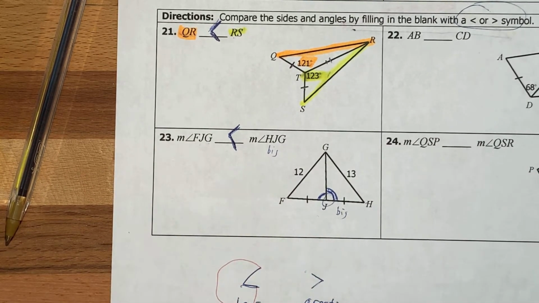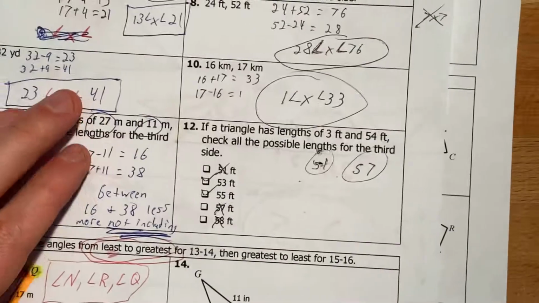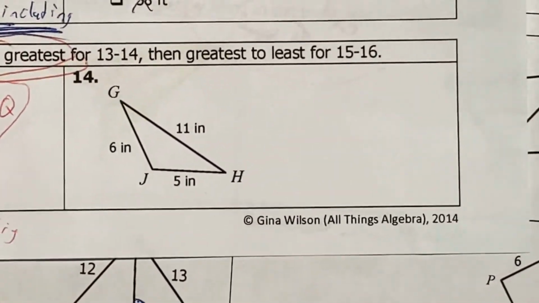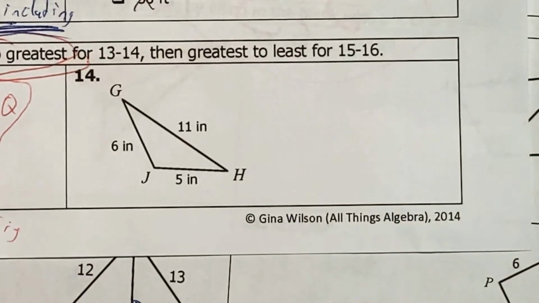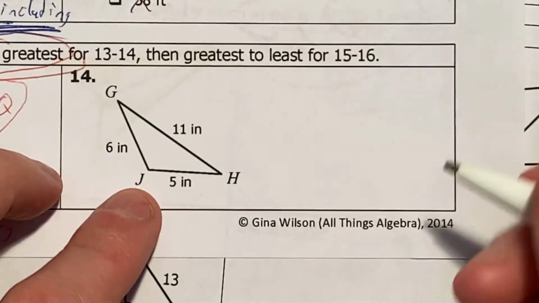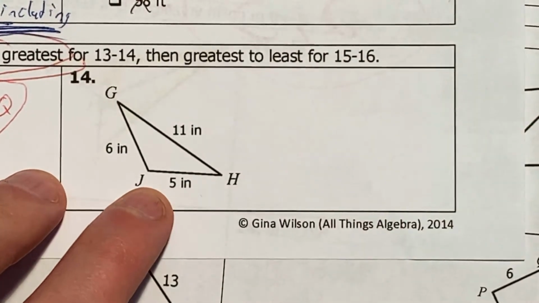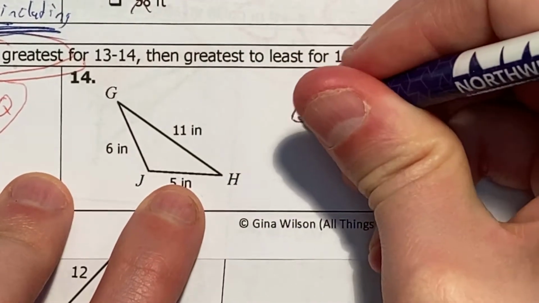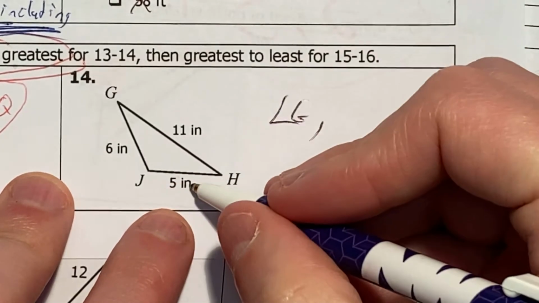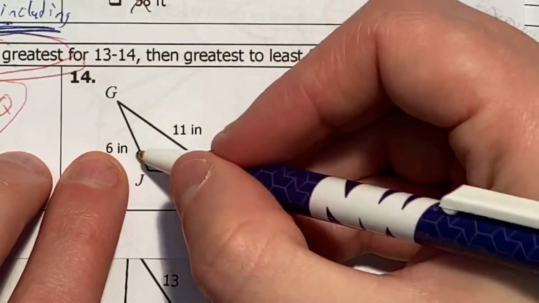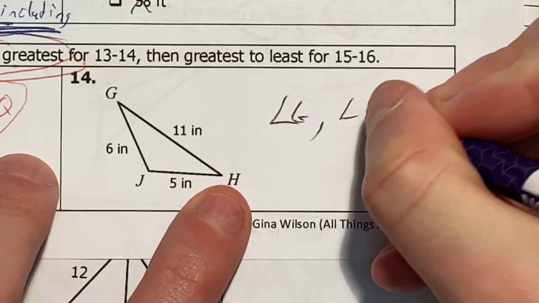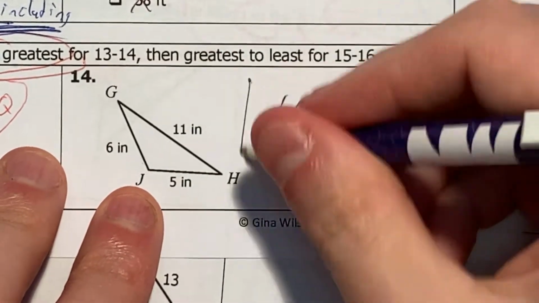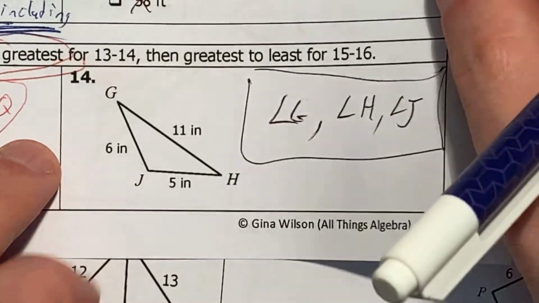Like I said, I recommend just pausing for a second, seeing if you can do that problem here. So pause it, try it. Okay, let's see. The smallest is 5, so across from that is G. Next up is the 6. Across from that is H. And then the 11 across from that is J. So that is the correct least to greatest.